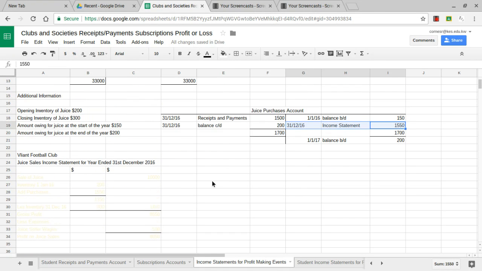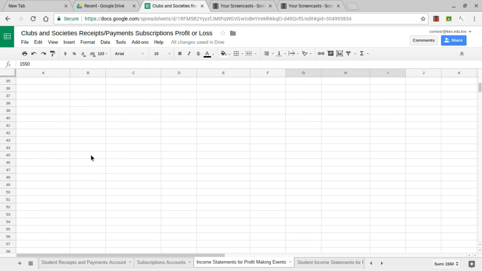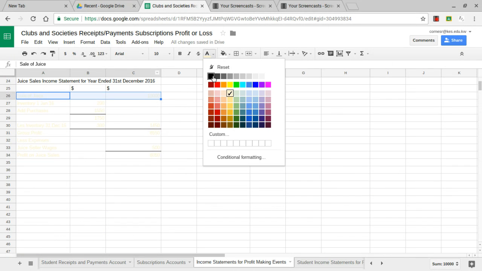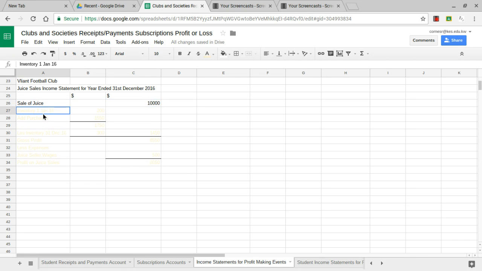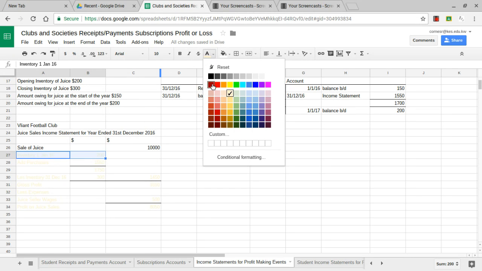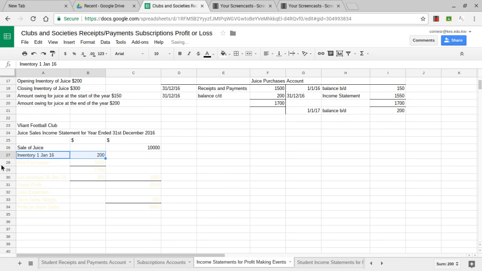And now life's pretty easy. We know what our juice sales were from up on the receipts and payments account. So I put that in as being my sales figure. It's just a bog standard income statement from now on. I know my opening inventory because it's written up here. I know my purchases of juice because I've just calculated them. Make sure in an exam question you don't put this figure in, but you actually calculate them if there's any accruals and prepayments. I put in my closing inventory, subtract the closing inventory to give me my cost of sales.